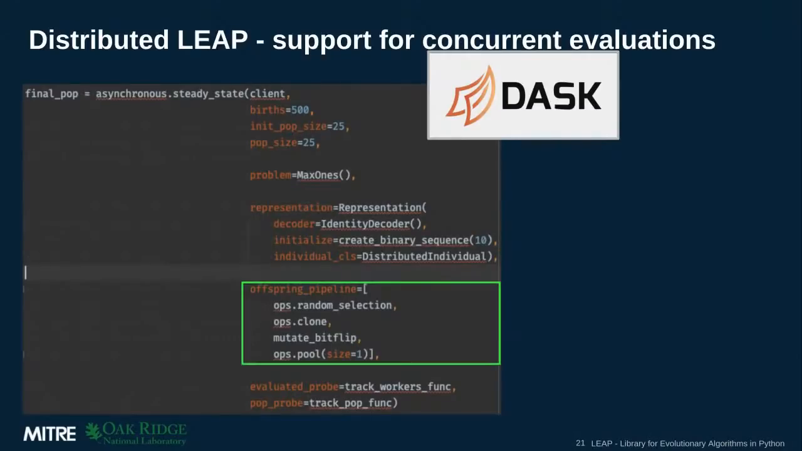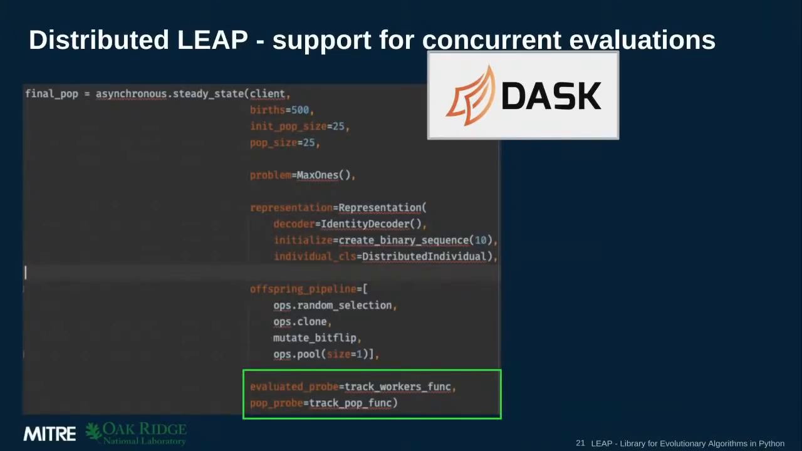Next. And like before, you have this pipeline. In this case, the pipeline is the recipe for how you create these new offspring to assign to a worker to be evaluated. So you just, again, select somebody randomly from that population that we saw before. We clone it. We do a mutate bit flip on it, because this is a binary problem that we're using. And the pool operator, the last operator, is the driver for this. We just say we want one individual because we have only one resource that we need to assign an offspring to.